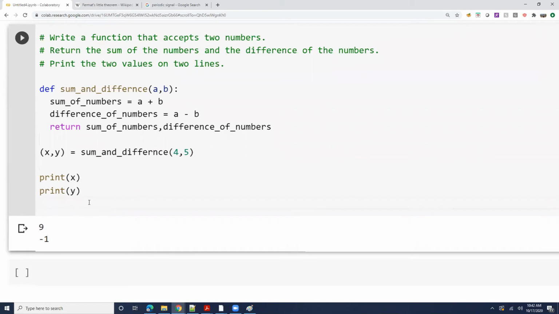Yes, so Shruti actually asked a good question. Could you also append sum and difference to a list and return the list? Yes, Shruti, you can do that. You can append this sum and difference to a list and return a list. Now you are returning one variable. That's also absolutely fine, no big deal at all. That's one good way to return.